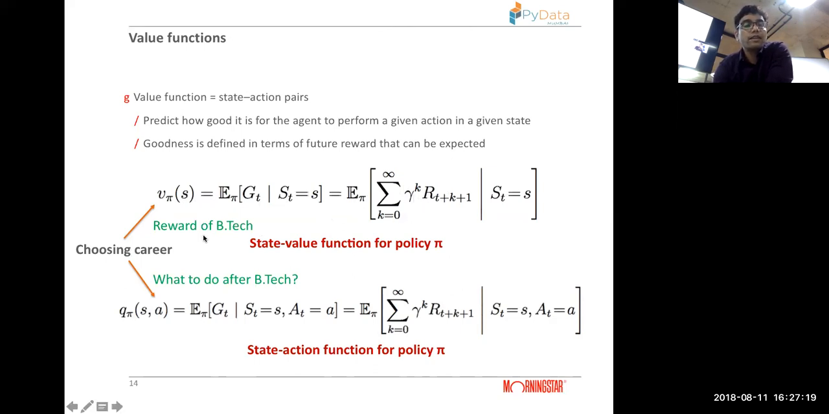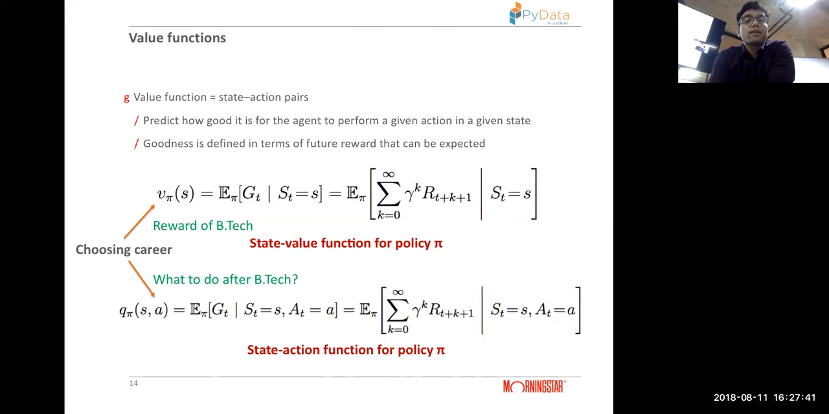So it's like, if I'm going to take BTech as an education, there is the reward of doing BTech, let's say the average CTC of doing BTech. Then after that, I can do MTech. There are a lot of ways. It's like a decision tree in itself. I can do MTech. I can do MS from outside.